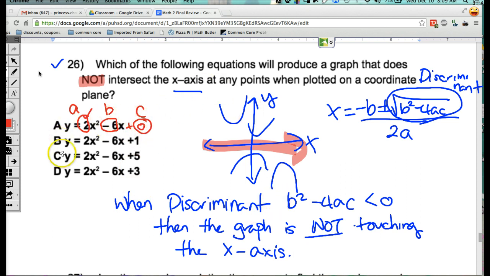But then for options B, C, and D, my A and B is all the same, but only my C changes from 0 to 1 to 5 to 3. Get it? So now let me go to a new page.